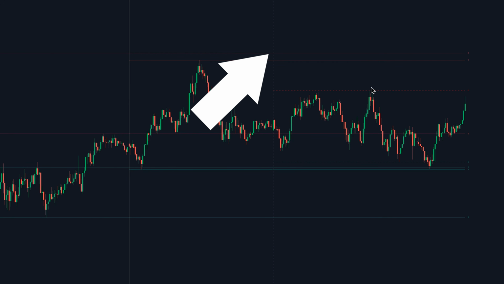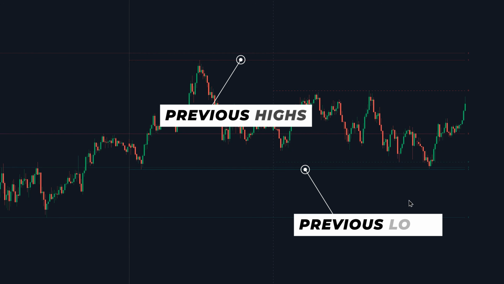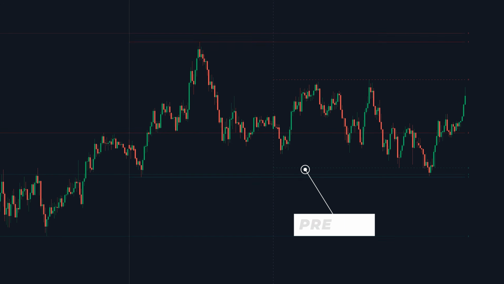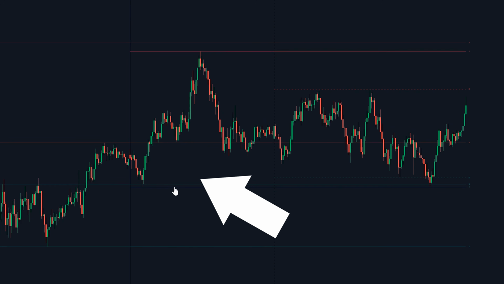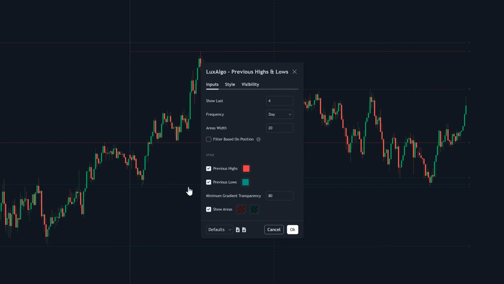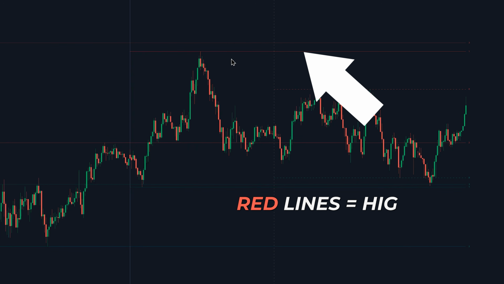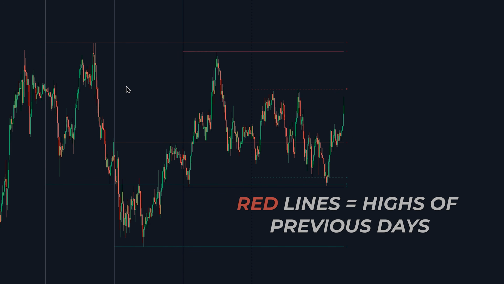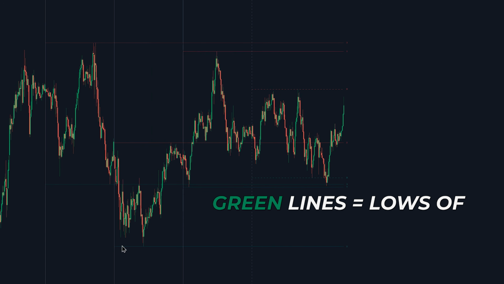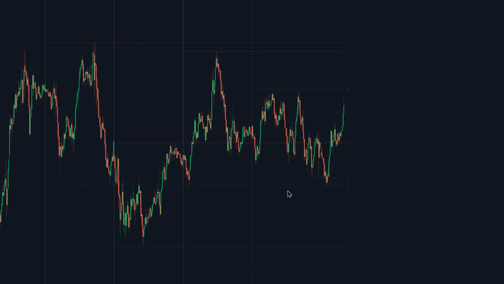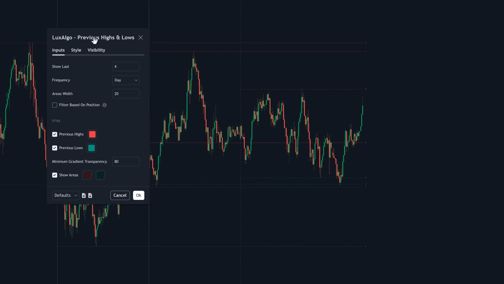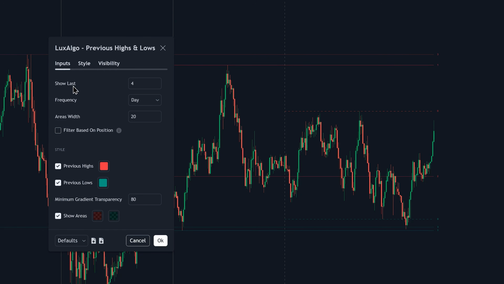We have these horizontal lines which represent the previous highs and lows. Red lines represent the previous highs. Green lines represent the previous lows. Now, you may be thinking, but what periods were used to generate these highs and lows? Well, by default, this indicator is going to be generating these highs and lows based on the daily time frame. These red lines represent the highs of the previous 4 days, and these green lines at the bottom represent the lows of the previous 4 days. Why only 4 days? Well, it's because by default, this indicator allows you to show the highs and lows of the past 4 days, but that can be changed in the settings.